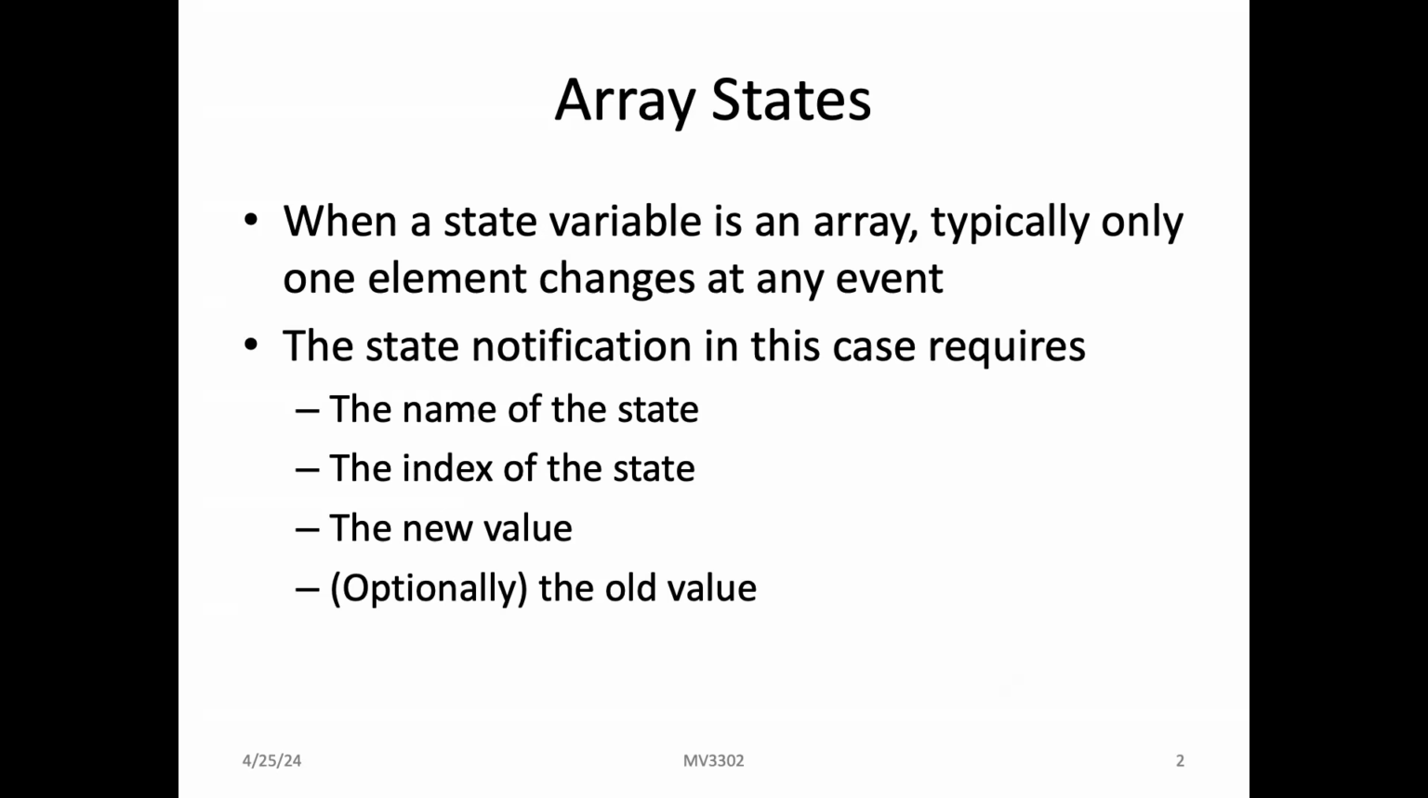So what information do we need? We need to know the name of the state, and the new and optionally the old value, but most importantly, we need to know the index of the state. Now, as we've seen, how does anybody outside of the simulation component know that a state variable has changed? The answer is that they don't unless they're told.